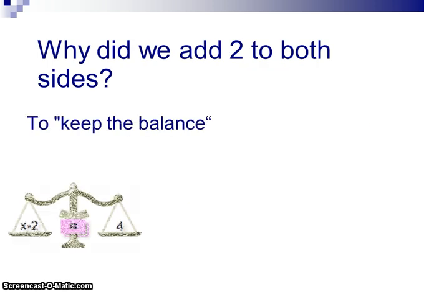So why did we add 2 to both sides? This is where modeling comes into play. Basically, look at it like a balancing scale. As you can see here, an equation is balanced. X subtract 2 equals 4. Okay? There's no one side heavier than the other here.